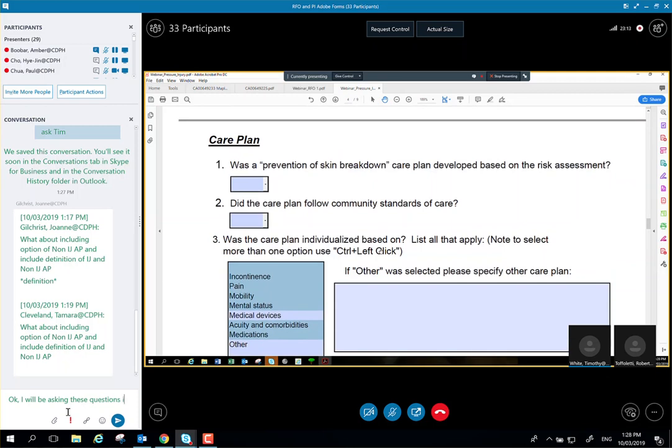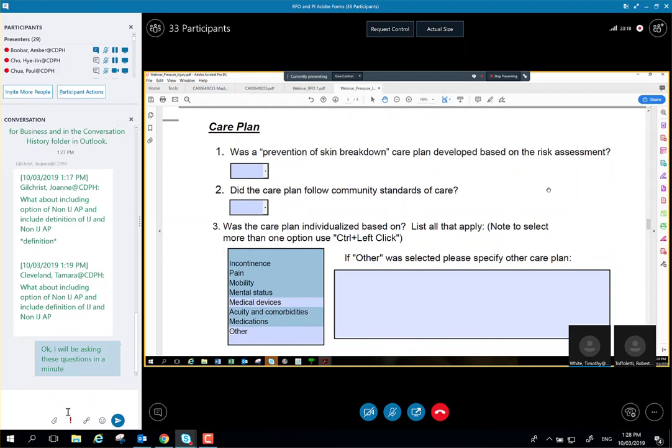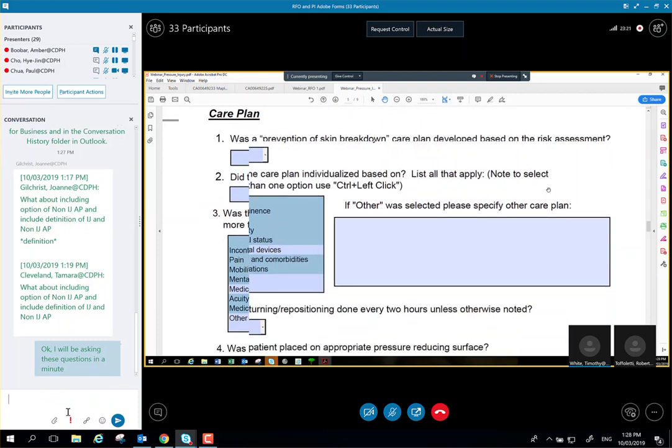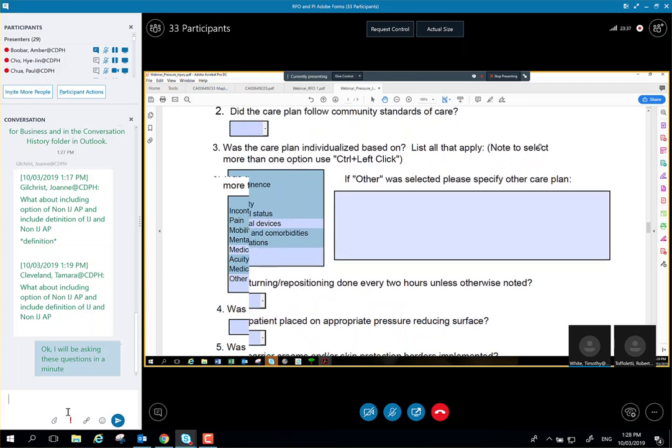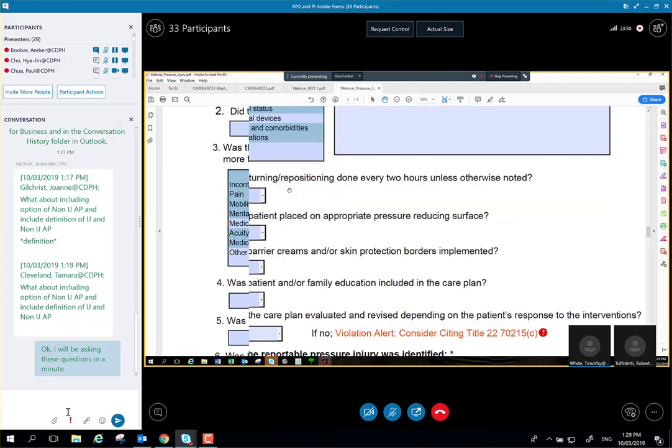We want to look at care plans. Did they have a care plan for skin breakdown? Did it follow community standards of care? We generally look at NPUAP for that, but we're really going to look at whatever they're using for their standard. But we want to make a note of whether or not it did follow. What did they base it on? And again, we can choose all of these we want: incontinence, pain, mobility, mental status, medical devices. Obviously, just about everyone's going to have acuity and comorbidities and medications.